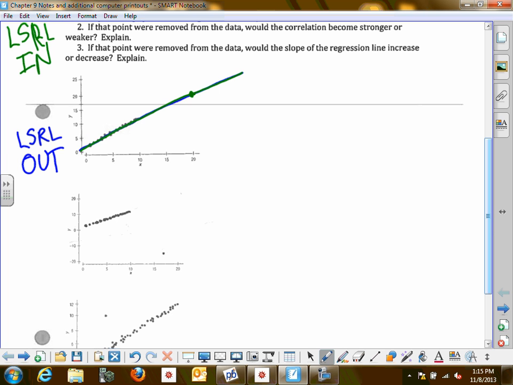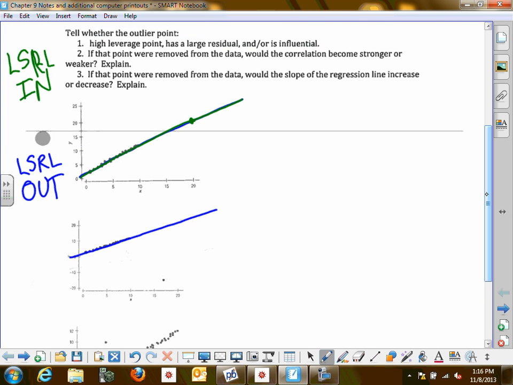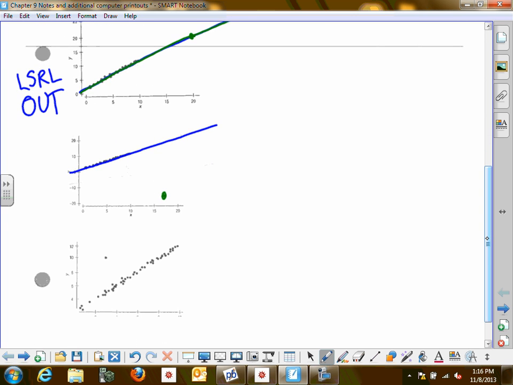Okay, let's do the next one. First, pretend like this weird point is not there. Draw a line. Okay? Now this point is in here. When that point gets in there, what's going to happen to this equation? It actually is going to pull this down.